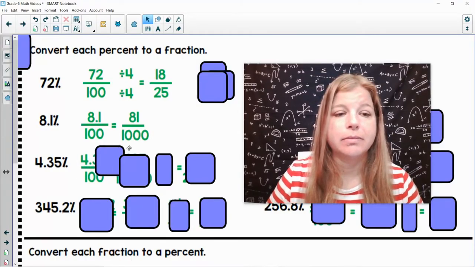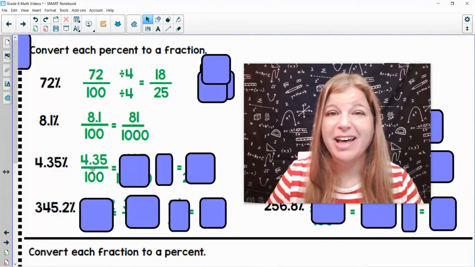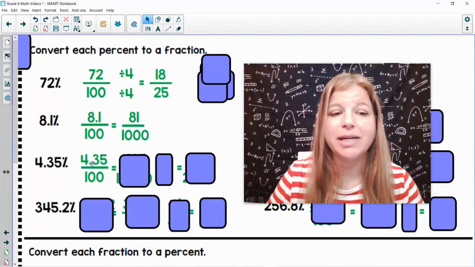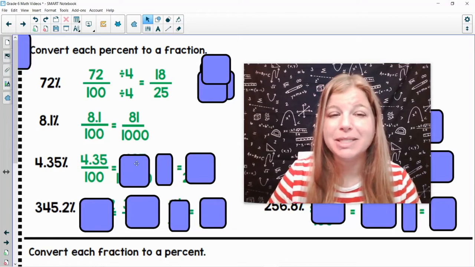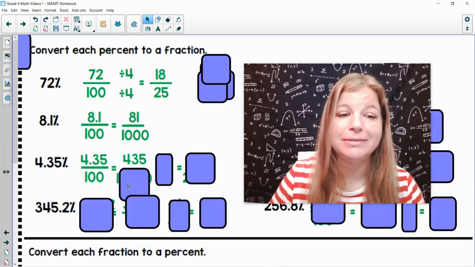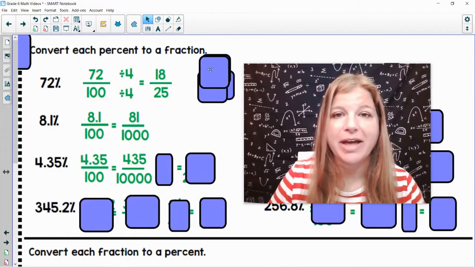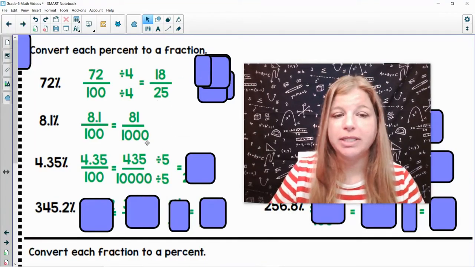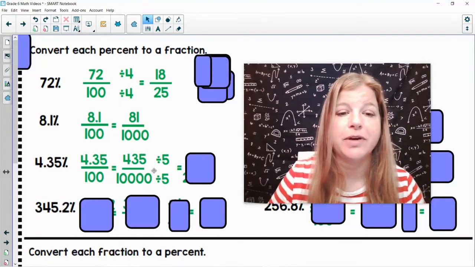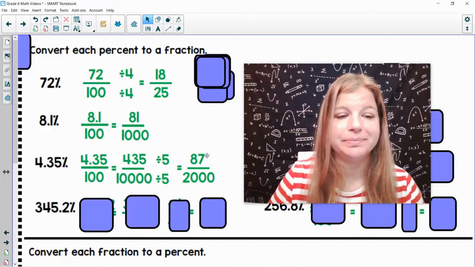4.35% over 100. Now, how many times do I have to move the decimal on that one to the right? In this one, I'd have to move it to the right twice, which really means I'm multiplying it by 100. And if I multiply 100 by 100, which means I'm moving the decimal at the end of the 100 twice, that would become 10,000. I can simplify both of these numbers by dividing them each by 5. Of course, if you needed to grab a calculator for this, that should be fine. And we end up getting 87 over 2,000.